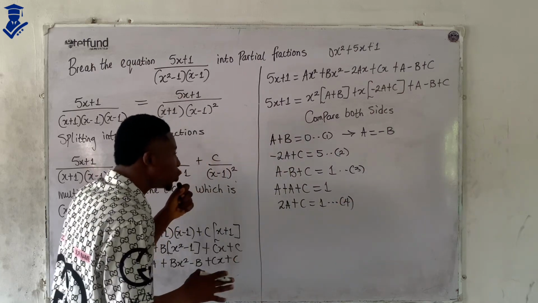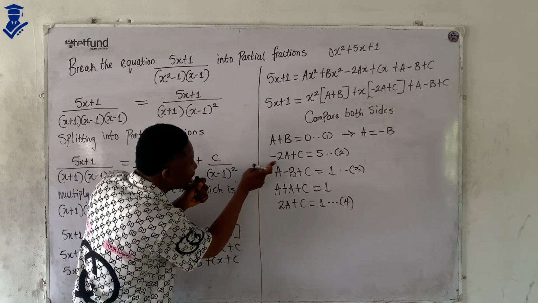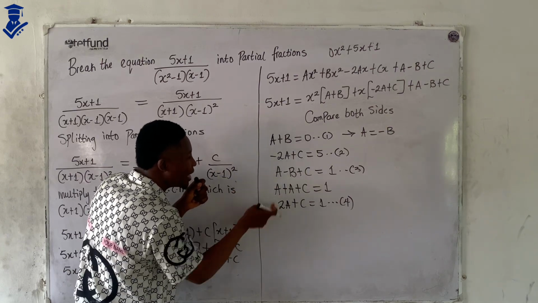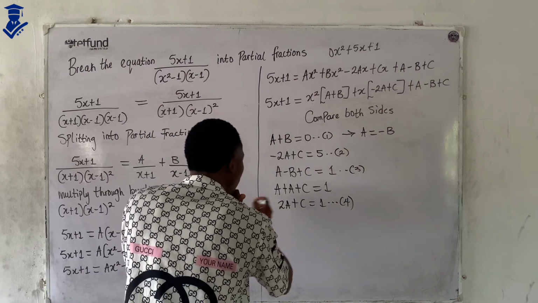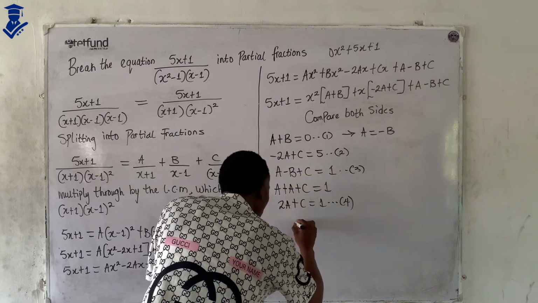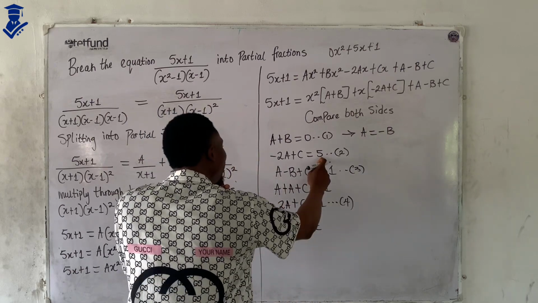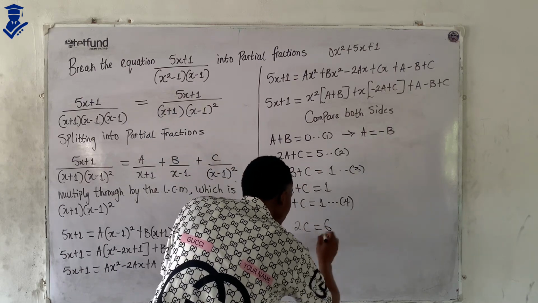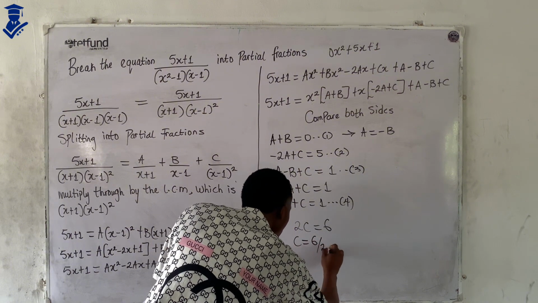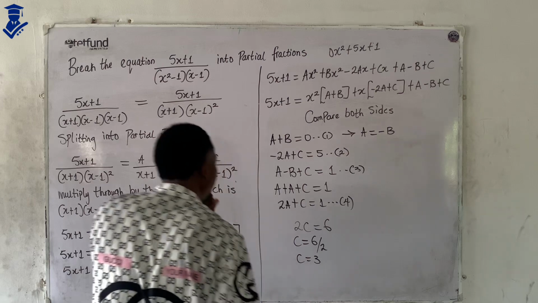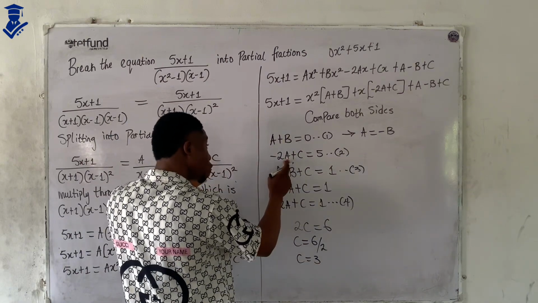So what are we going to do now? We're going to add equation 2 and equation 4, because you can see minus 2a and plus 2a. So if we add them, they'll cancel out. So minus 2a plus 2a becomes 0. Then c plus c becomes 2c is equal to, now 5 plus 1 becomes 6. So divide both sides by 2, becomes c is equal to 6 over 2. So c is equal to 3.